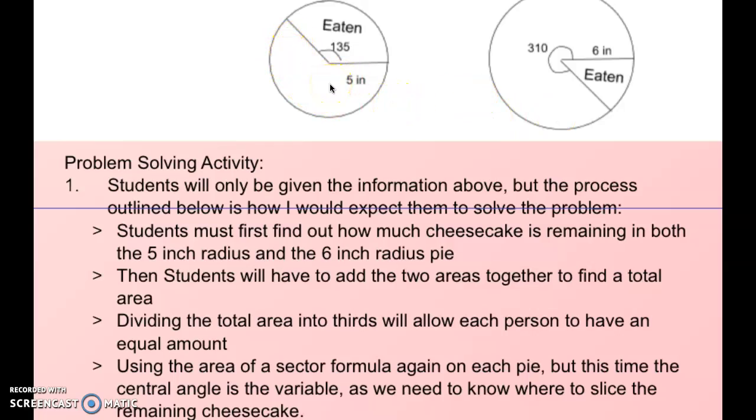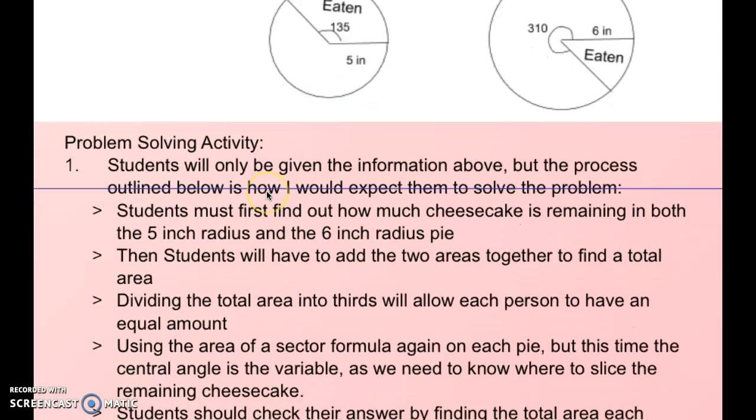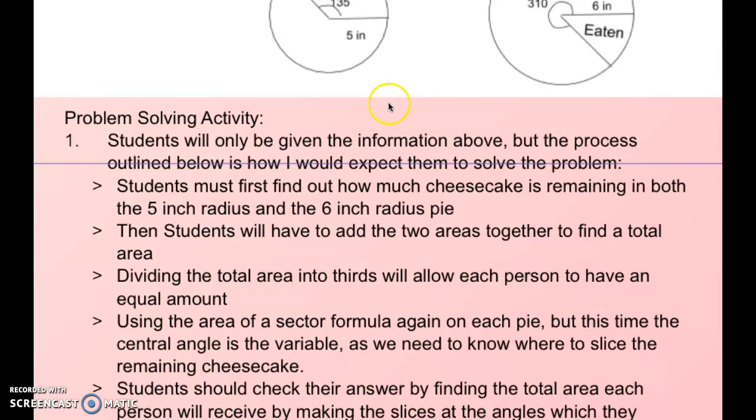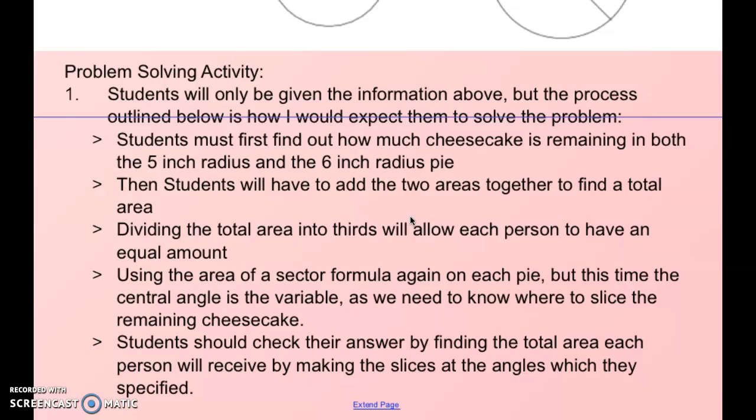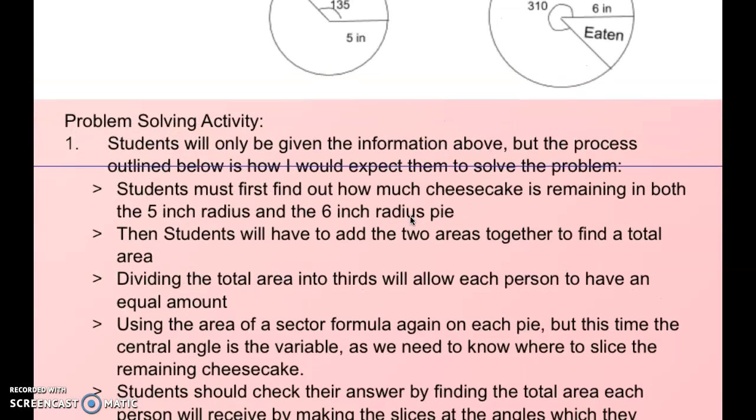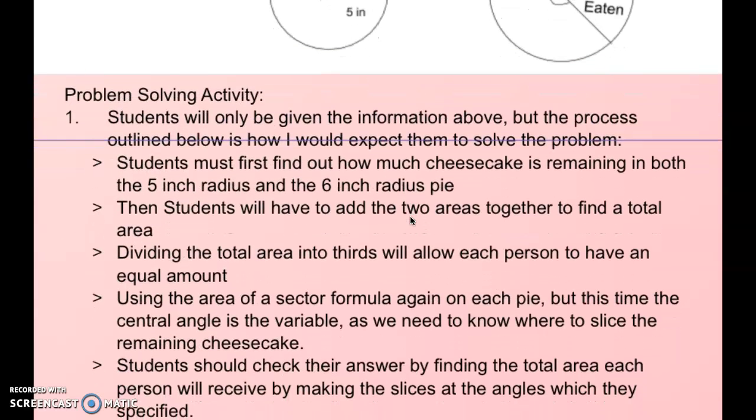And so they'll end up using that sector area or sector formula again, but this time they're looking for the central angle. They will know the area and they're solving for the central angle. So then they'd have to do that twice, and then they would know exactly where to slice the pie, and each person would get the proper amount. And then they should always check their answer by making sure that the area of each sector is equal.